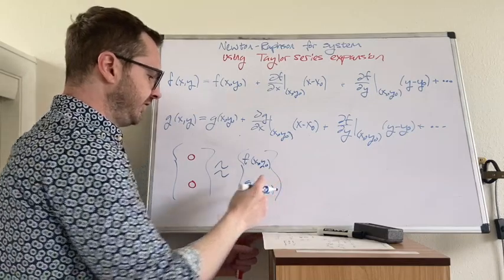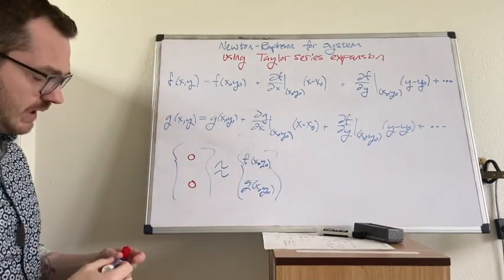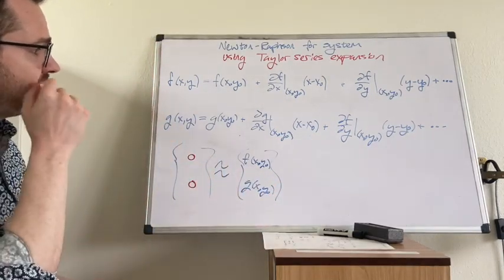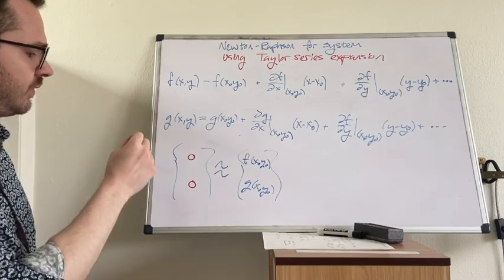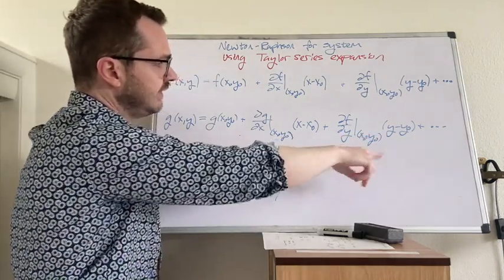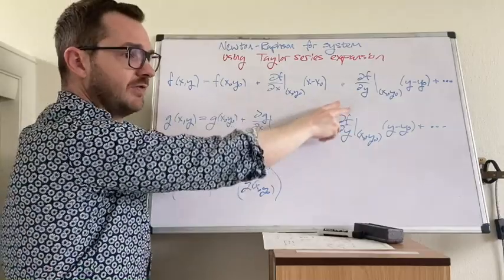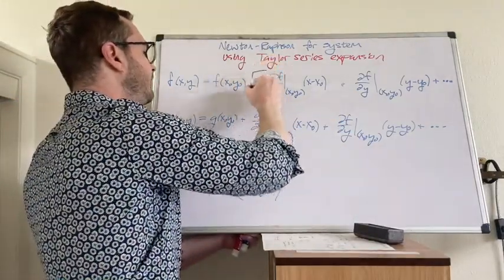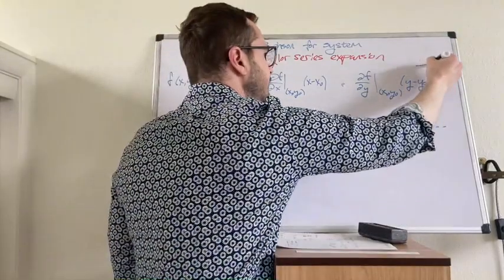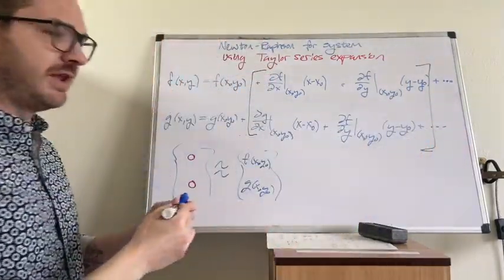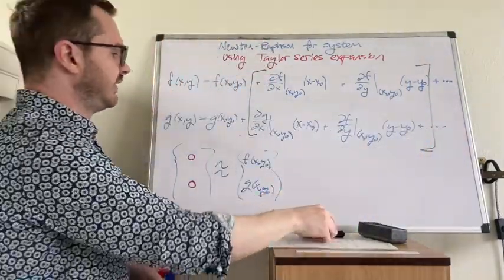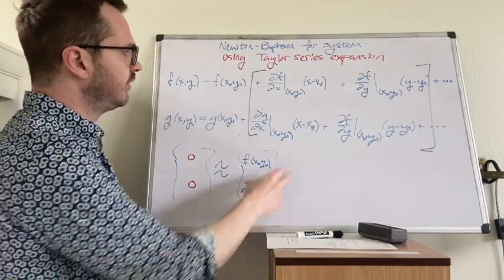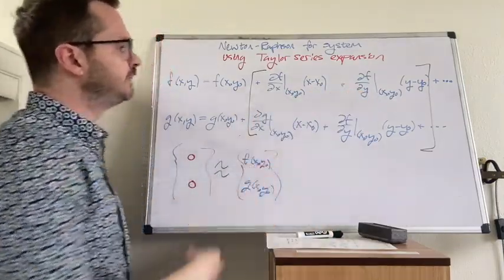Here's g of x naught, y naught. Next, we need to do something now with all of these derivatives. So to help us out, I'm going to draw some brackets around them. Let's think of them this way. There's 2 functions, 2 unknowns, which makes it a 2 by 2.